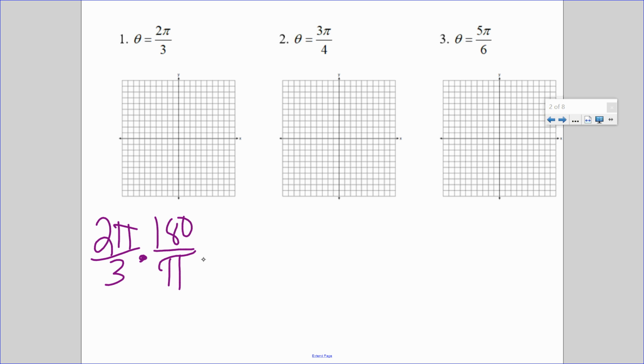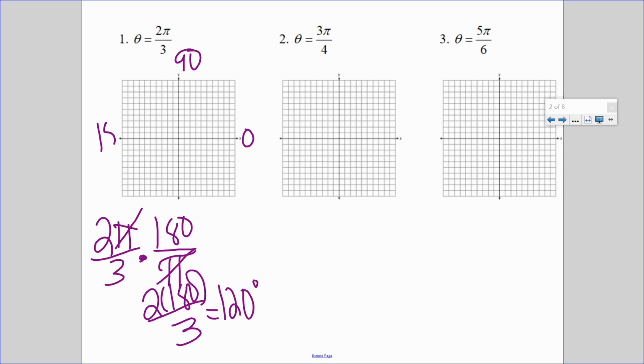And to convert to degrees, I'm multiplying by 180 over pi. So my pi's cancel. I'm left with 2 times 180 over 3. You can use the calculator if you want for that. That's going to give us 120. Is that between 0 and 360? Yes. So I go 0, 90, 180, 270, 360. 120 is between 90 and 180. It's closer to the 90.